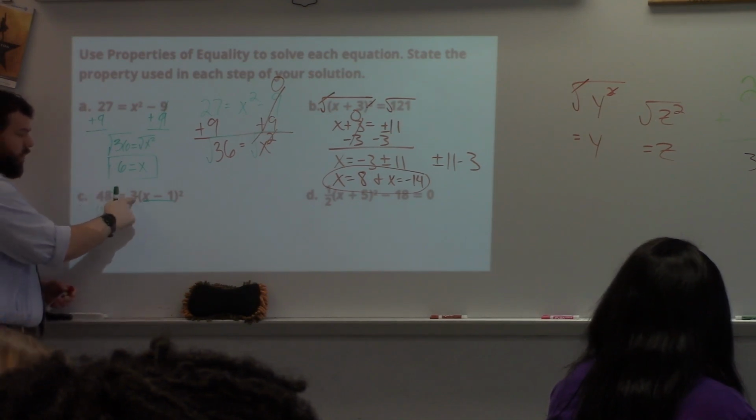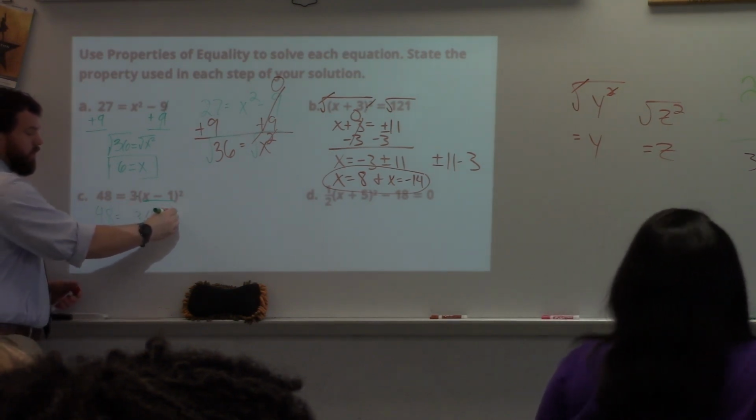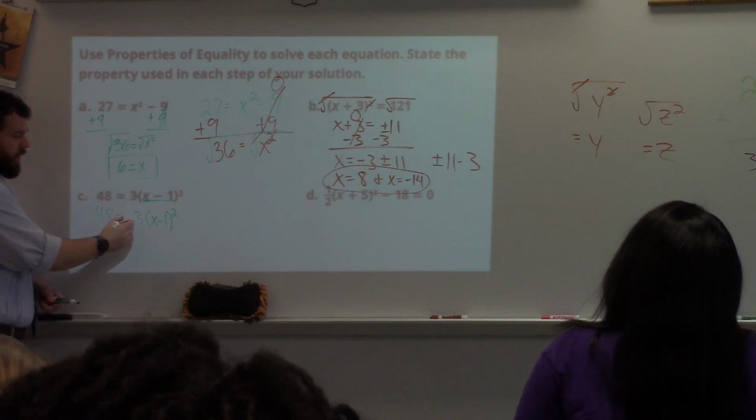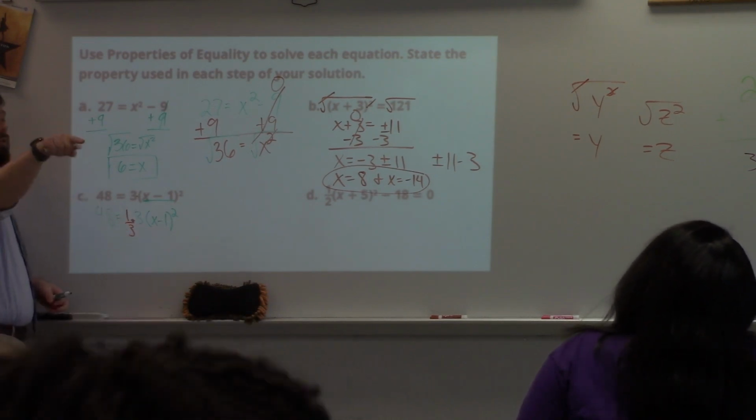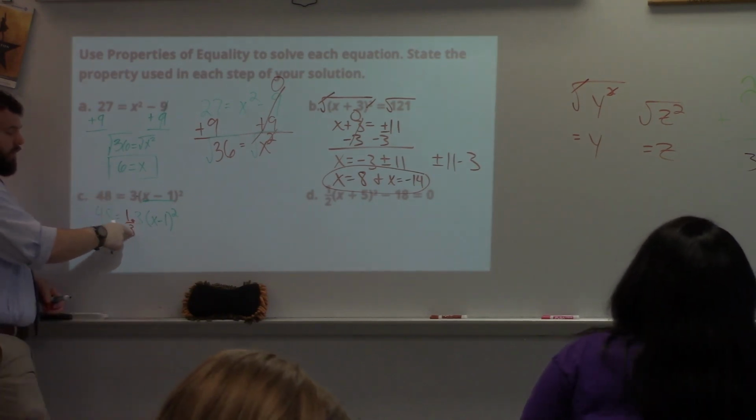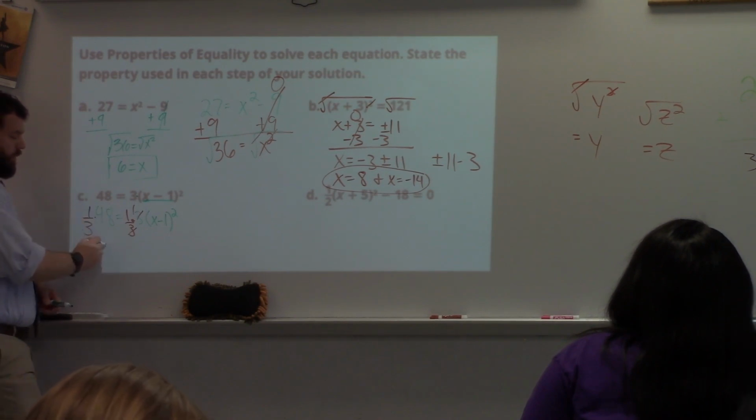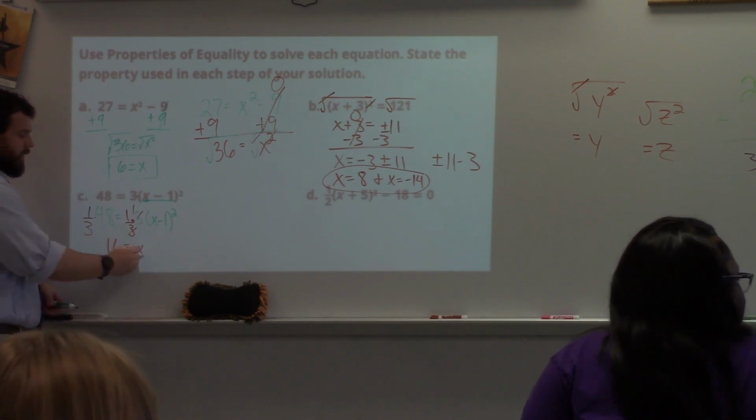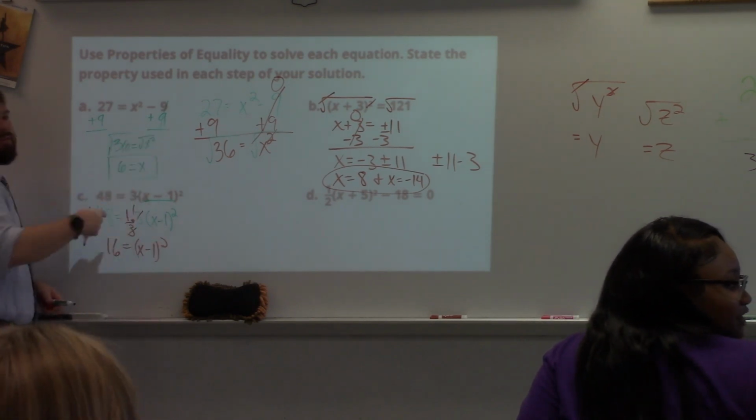What would I do to undo that multiplication by 3? Divide by 3. So remember, the square root's going to undo the square, and we're going to get there in a second. But 3 divided by 3 is 1 times 1/3. 16 is equal to x minus 1 squared. Notice that got us right back to where B was.